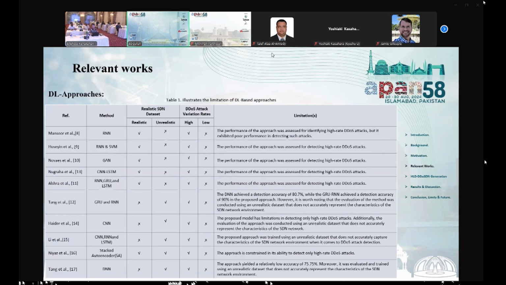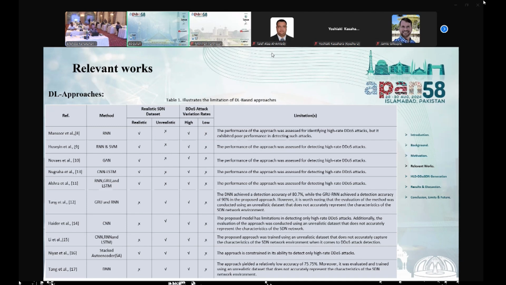This slide discusses the relevant works on deep learning-based approaches utilized for detecting SDN DDoS attacks. As presented in this table, these approaches have some limitations. One of these limitations is that most of these approaches primarily focus on detecting high-rate DDoS attacks, which are easy to detect due to the massive spoofed traffic against the SDN network.